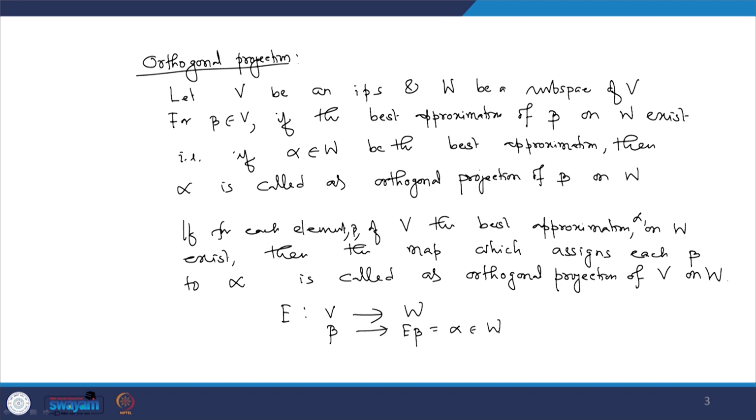The existence of the best approximation will be assured if W is finite dimensional. So, in that case, if W is finite dimensional, then one can also have an orthogonal projection of V on its orthogonal complement subspace also. So, what I mean to say is, it is in terms of a corollary.